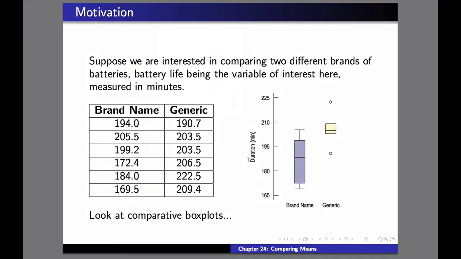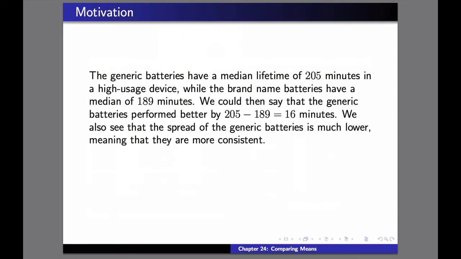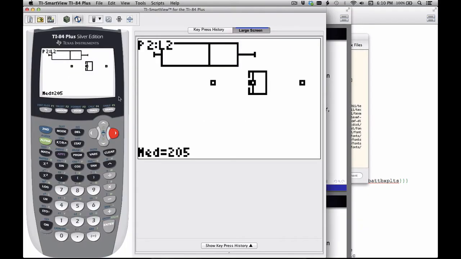We just looked at how to do these on the calculator. Now, what does this mean? Well, the generic batteries have a median lifetime of 205 minutes in a high usage device, while the brand name batteries have a median of 189 minutes. I could have gotten that from this trace function again here. This is telling me the median. Go up here, that's telling me the other median.